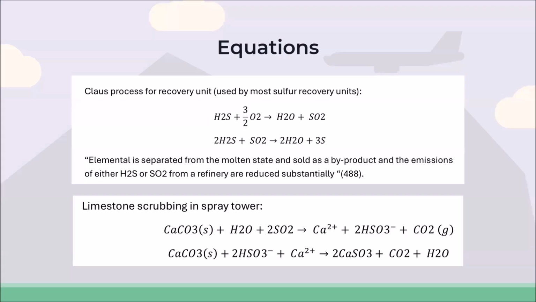Then the actual chemistry that's happening within the limestone scrubbing in the spray tower. So the limestone is the calcium carbonate, and that's mixed with water and sprayed within the tower that the emission is also being pumped into as a gas, and that's the sulfur dioxide. And that produces calcium bisulfite and CO2 gas. And then the reaction continues with more lime, and it continues with the bisulfite and the calcium ions to create calcium sulfite, CO2 gas, and water.